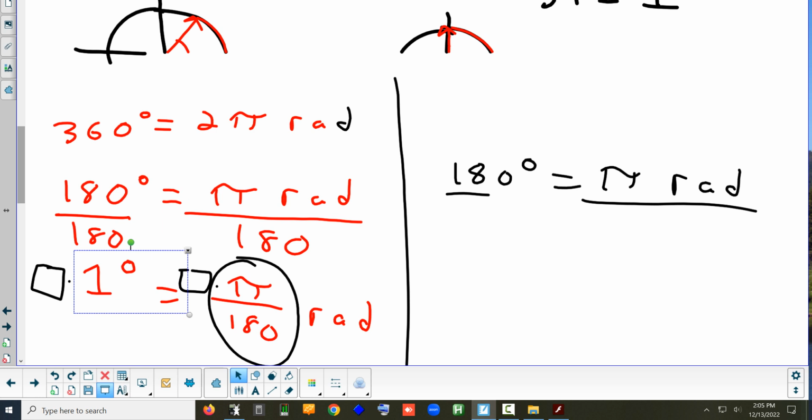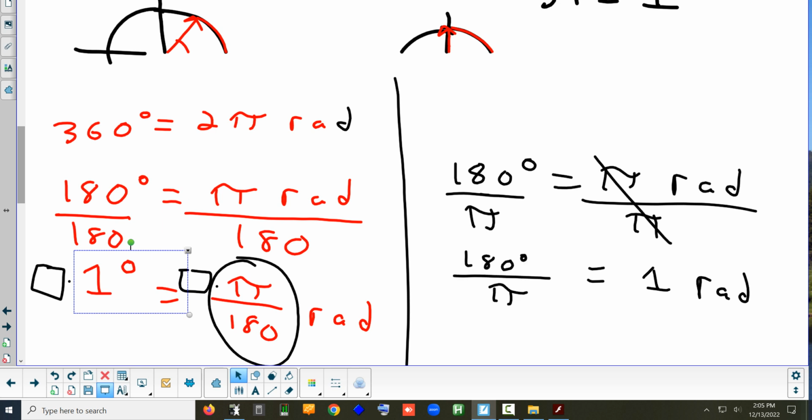Divide by what? Just pi. Yeah, so divide just by pi. And Grady, when I do pi divided by pi, what happens? Cancels out. And what are we left with? Just 1. Yep. So now this says 1 radian equals 180 divided by pi degrees.